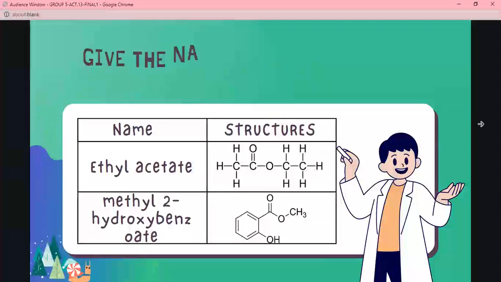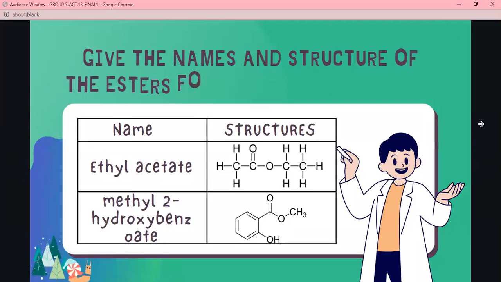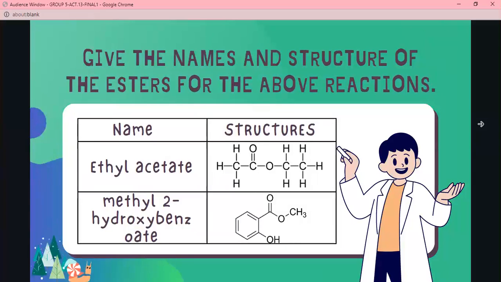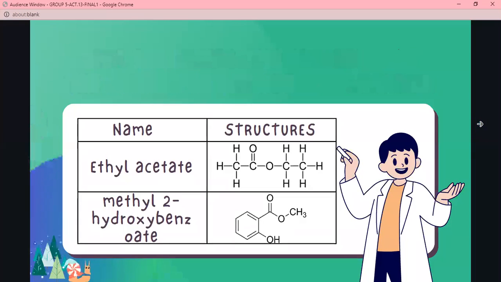So, next slide please. Give the names and structures of the esters for the above reactions. So for the two procedures, the products are ethyl acetate and methyl 2-hydroxybenzoate, and the structures are presented on the screen. So next slide, please.